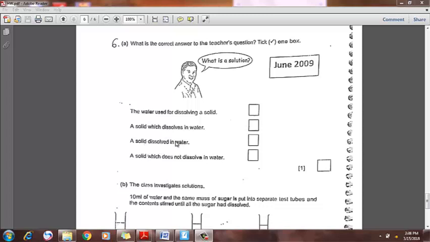Yes, this is a solution. A solid which does not dissolve in water is insoluble. So the answer is going to be the third box.